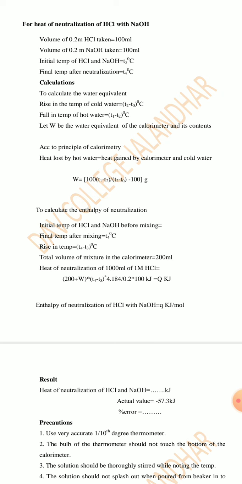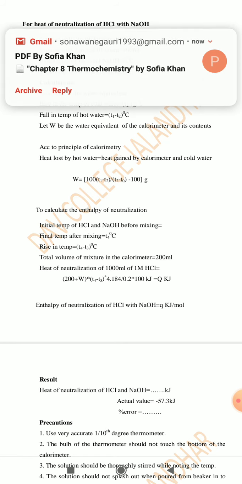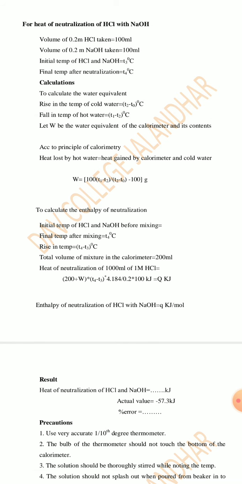Calculations: to calculate the water equivalent, the rise in temperature of cold water is T2 minus T0 degrees Celsius. The fall in temperature of hot water is T1 minus T2 degrees Celsius. Let W be the water equivalent of the calorimeter and its contents. According to the principle of calorimetry, heat lost by hot water is equal to heat gained by the calorimeter and cold water. W is equal to 1000 (T1 minus T2) divided by (T2 minus T0), minus 100 grams.